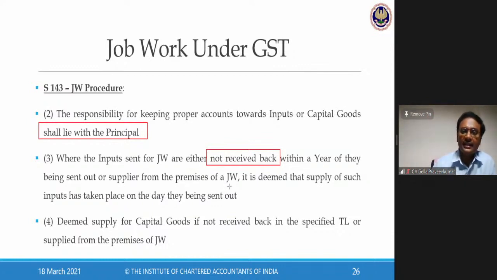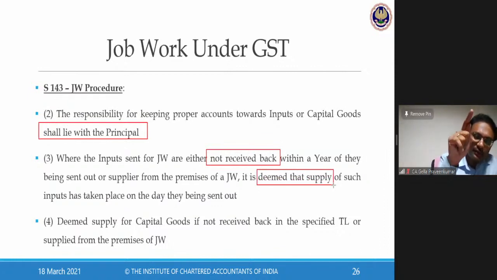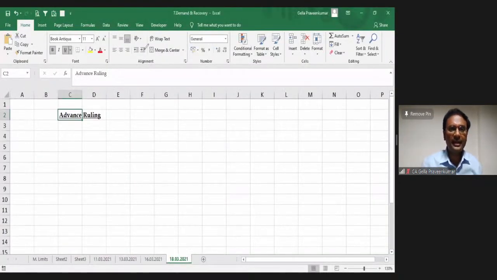Then they say there's a concept of deemed supply. The day when I send the goods to the job worker, that is the day they have considered it a deemed supply. Now I'll come to my Excel file to make you understand this particular example. Let me go back to my Excel file. Hope you are able to see my Excel file.